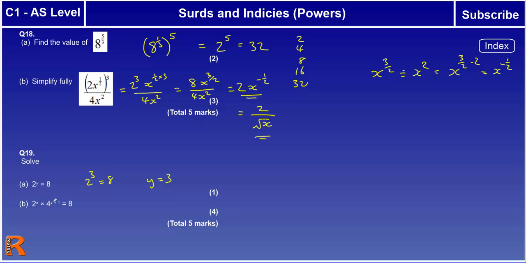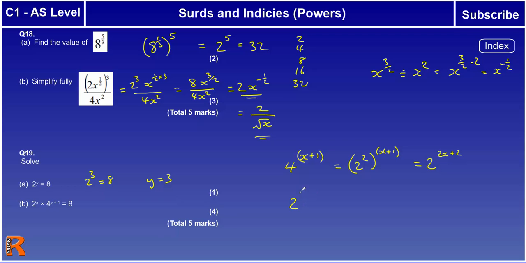2 to the power of x times 4 to the power of x plus 1 equals 8. The way I'll do that is I'd change the 4 to the base of 2, so 4 to the x plus 1, 4 is 2 squared to the x plus 1. When we do a power of a power, we just times the powers, so that's 2 to the power of 2 lots of x plus 1, which is 2x plus 2.